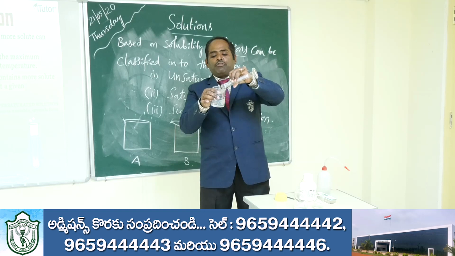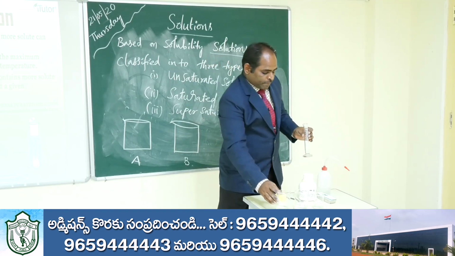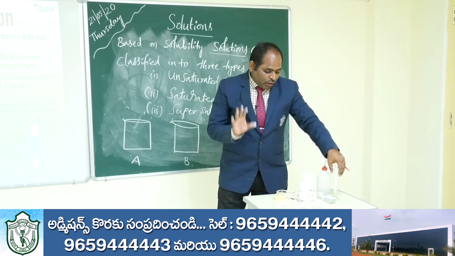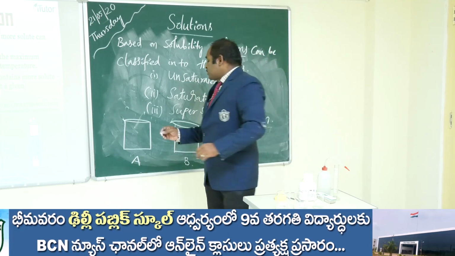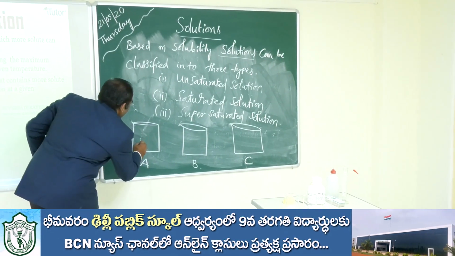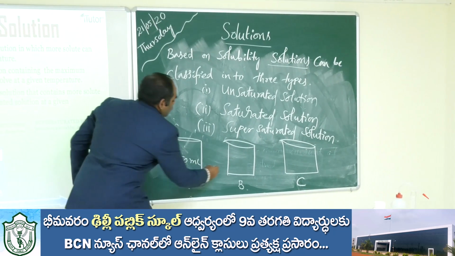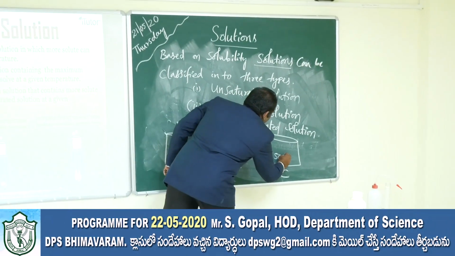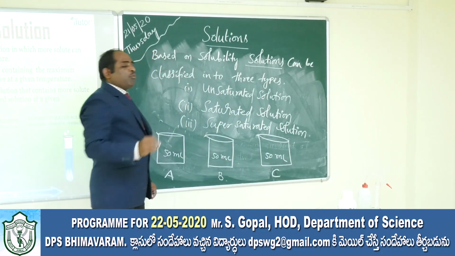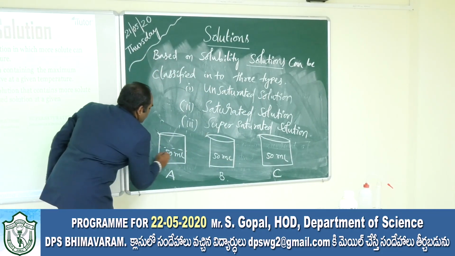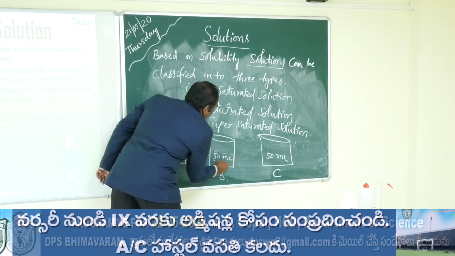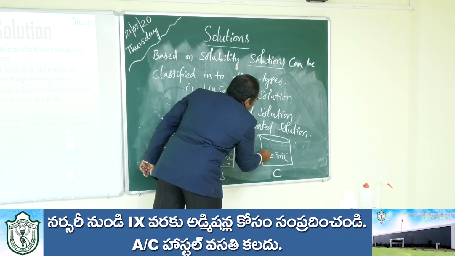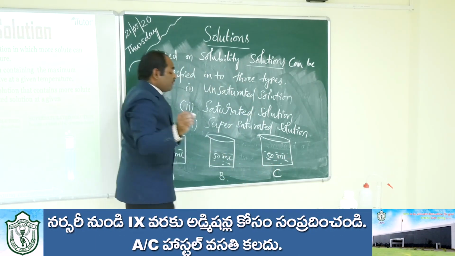I have taken 50 ml of water equally in 3 beakers. Here 50 ml, here also 50 ml, and here also 50 ml. I have taken an equal amount of water. This is the water, the solvent. I am taking water as the solvent.